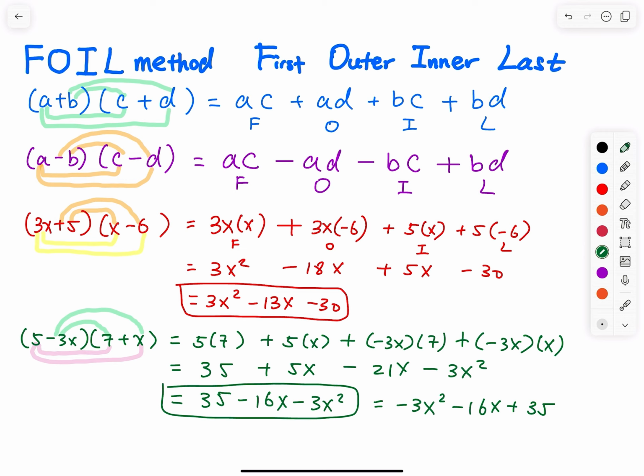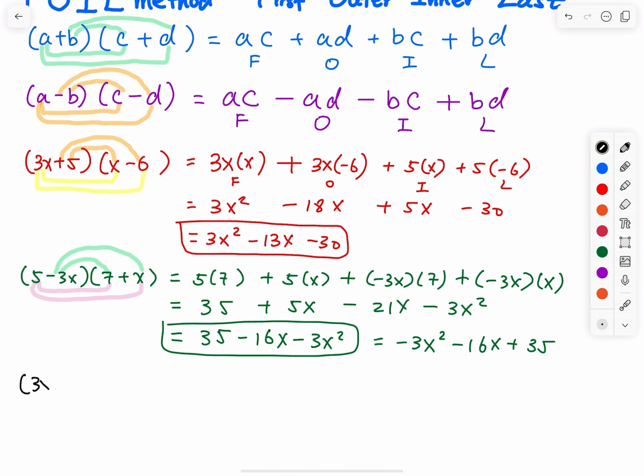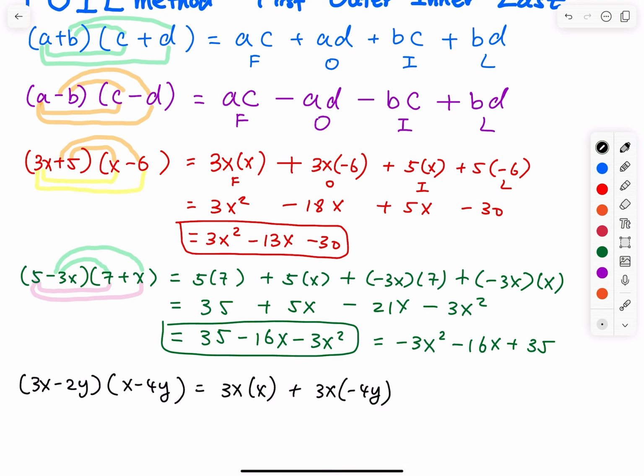Okay, let's do another one. How about 3x minus 2y multiply x minus 4y? 3x times x plus 3x times minus 4y. Do you still need the line? I recommend you do this without the line. And then plus minus 2y times x plus minus 2y times minus 4y.